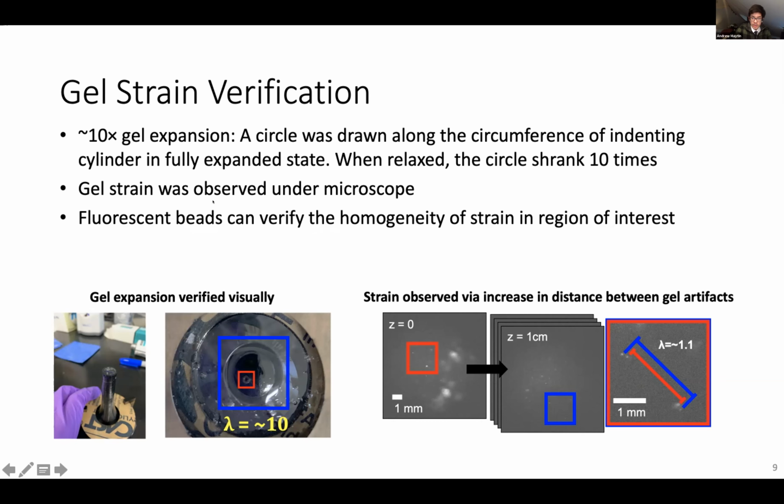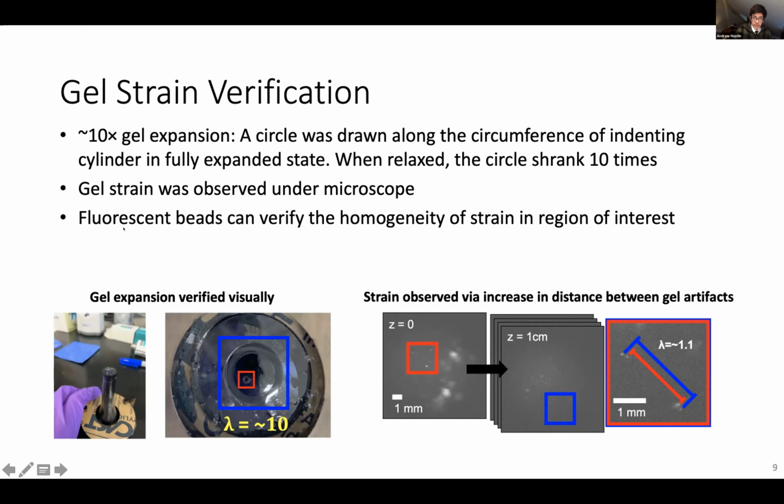Another thing that we did is that we observed the displacements of gel artifacts like air bubbles under a microscope to see if we could see the gel stretching equibiaxially at a smaller scale. And indeed, what we saw is that if we stretch the gel like 1 centimeter, then we see that these air bubbles are moving apart with a certain strain. In this example I have down here on the bottom right, the air bubbles had a strain of about 1.1, which is about what we'd expect for just stretching 1 centimeter.